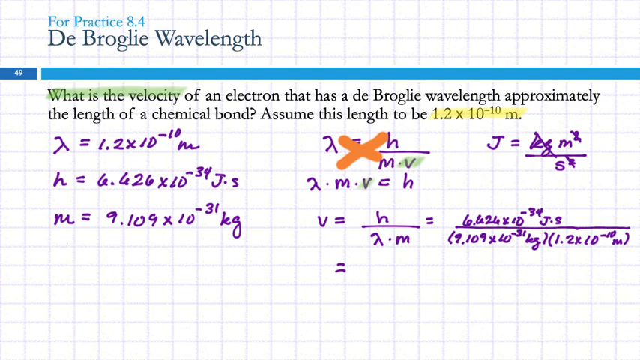Do you think this electron is going really fast or really slow? I heard a mumble, but I didn't understand it. It's okay, you don't have to commit. We'll find out. It comes out to being 6.1 times 10 to the 6th meters per second. Not as fast as the speed of light, but still really, really fast.